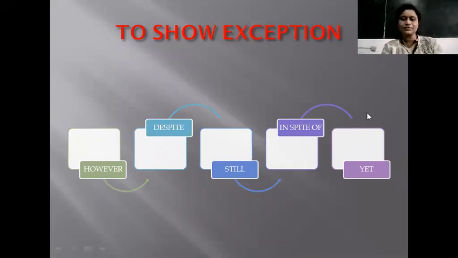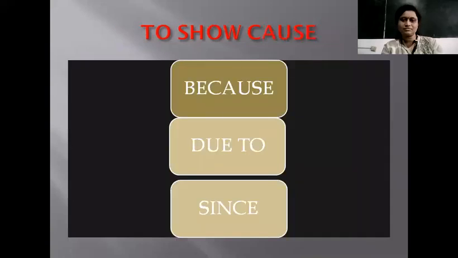Now let us come to the next set of linkers, that is to show cause. This is caused by what? What do we say? This pandemic situation is caused because of COVID-19. This pandemic situation is caused due to COVID-19. It's like that. These are the words or the linkers used to show the cause. So because, due to, and since.